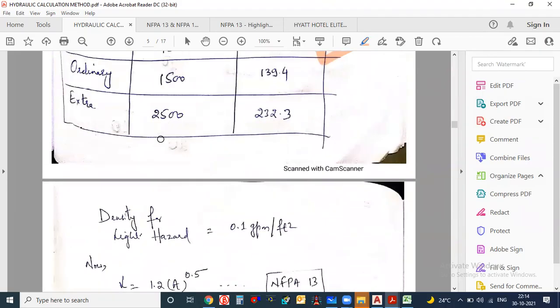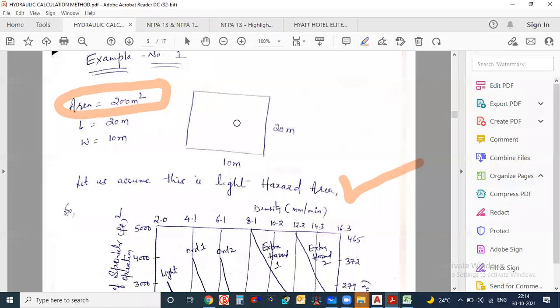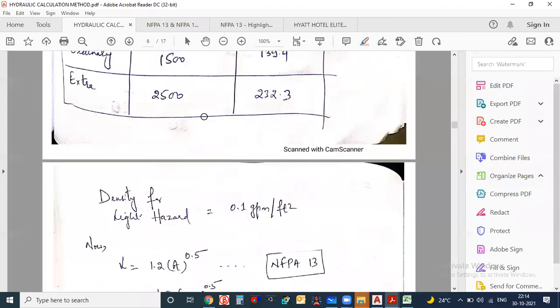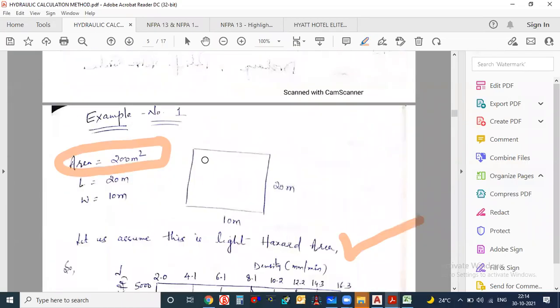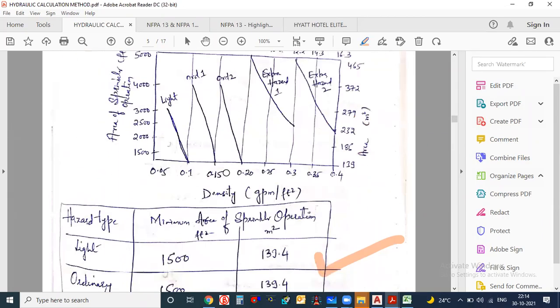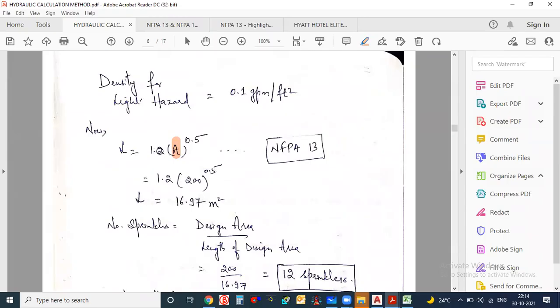How to do the calculation? See, first I am trying to calculate the number of sprinklers. First, I will use this formula: L equals 1.2 times area to the power 0.5. This area is your sprinkler operation area, which is 200 square meter. So I multiply 1.2 with 200 to the power 0.5 and I get 16.97 meter. Because my SI unit is in meter, this value will also be in meter.